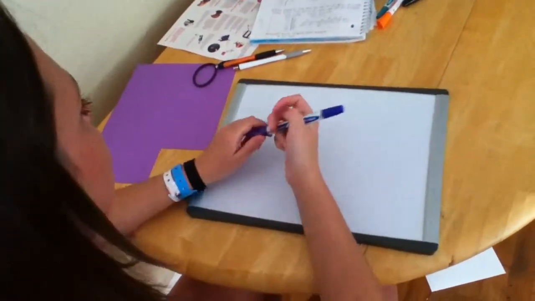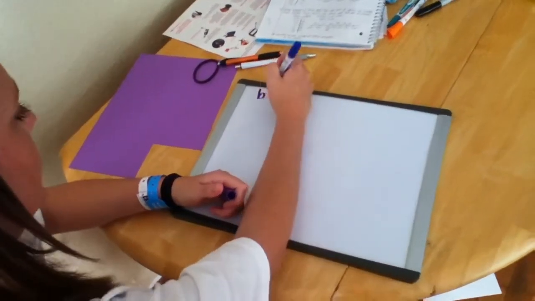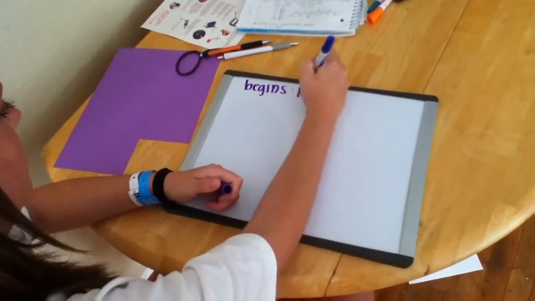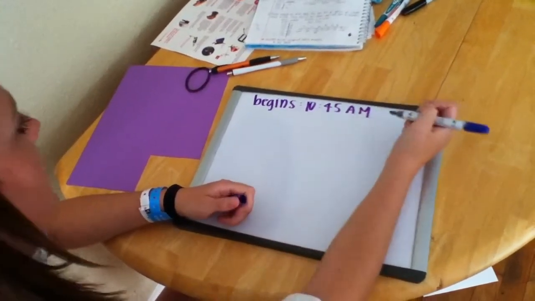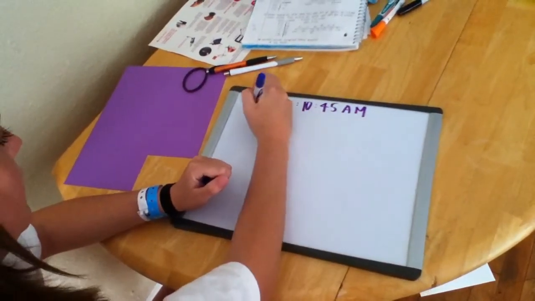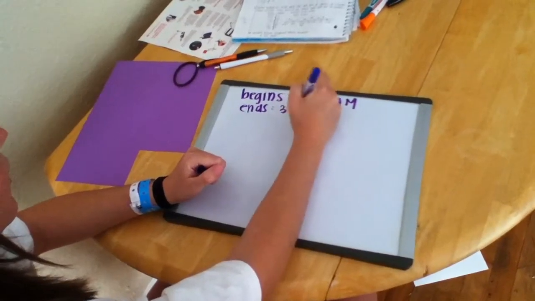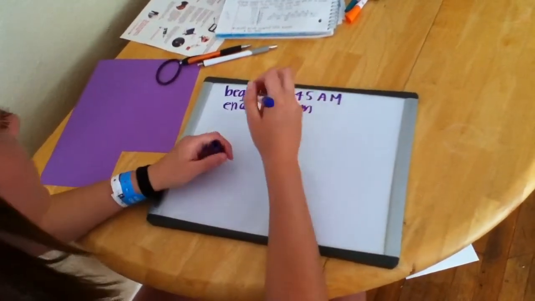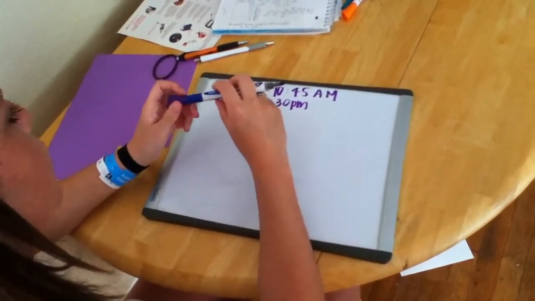So our problem is school begins at 10:45 a.m. So it begins 10:45 a.m. and you get out of school at 3:30 p.m. So it ends at 3:30 p.m. So how much time will it be until you get out of school?